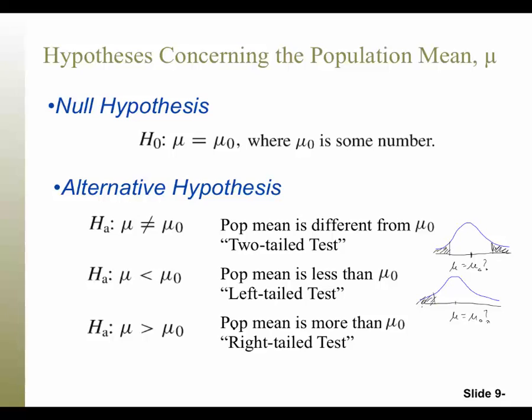So the right-tailed test then would be, okay, we're gonna test to see if it's this value. The alternative is, oh no, it's significantly greater than that value. Here's our right tail. So is the population mean equal to some value? The alternative is, no, it's significantly greater. It falls up here.